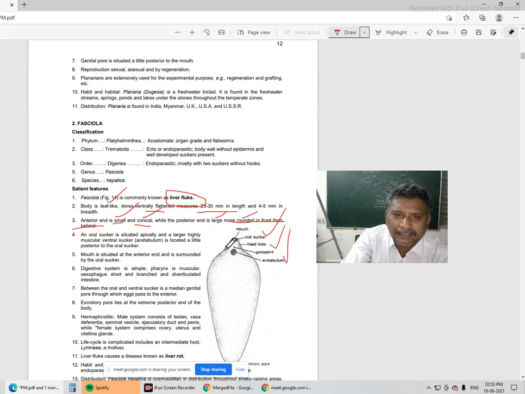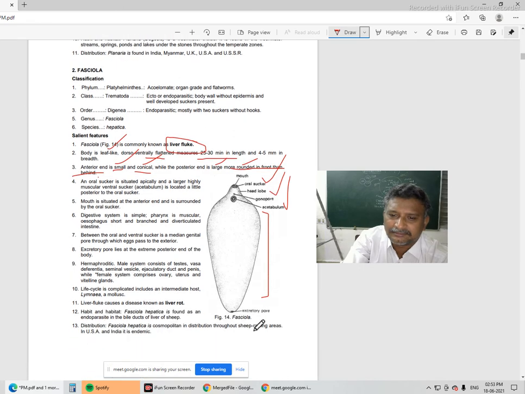Anterior end is small and conical, while the posterior end is large. From here to here is the posterior end.